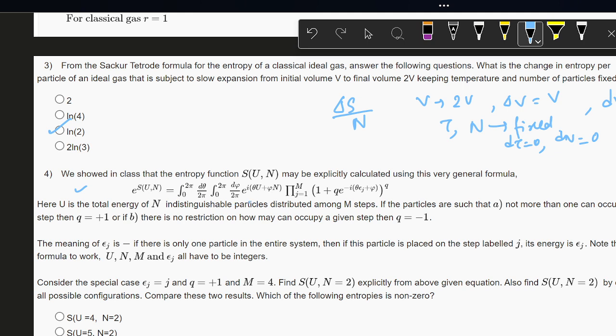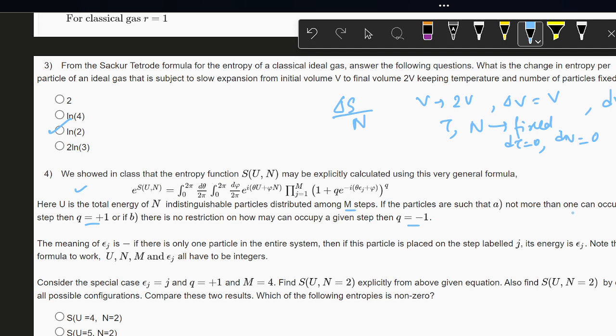and they are distributed among M steps. So there are M number of steps, capital M. If the particles are such that not more than 1 can occupy a given step, then q is equal to plus 1. And if there is no restriction on how many can occupy a given state, then q is equal to minus 1. Now this part is already there in the lecture, that this is basically telling you that whenever you are applying the distribution for a fermion, let's say a fermion has this Pauli exclusion principle, that you can only occupy a given step by one single particle.